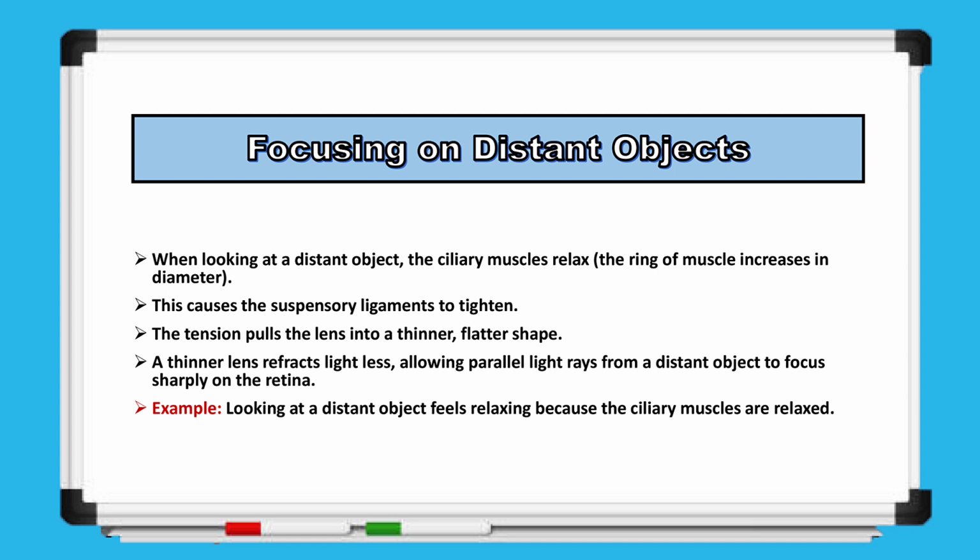When the eye focuses on something far away, the ciliary muscles relax, which increases the diameter of the circular muscle ring. This relaxation causes the suspensory ligaments to tighten, pulling the lens into a thinner and flatter shape. A thinner lens bends light less strongly, allowing the nearly parallel rays from a distant object to focus precisely on the retina. This process feels effortless compared to near vision because the ciliary muscles are relaxed. It shows how the eye adjusts the lens shape to see distant objects clearly without straining.